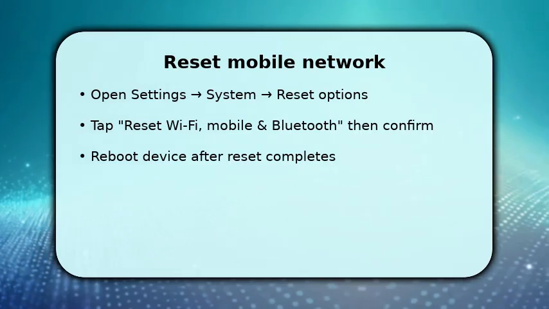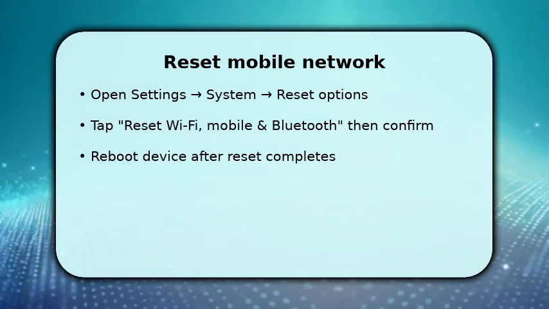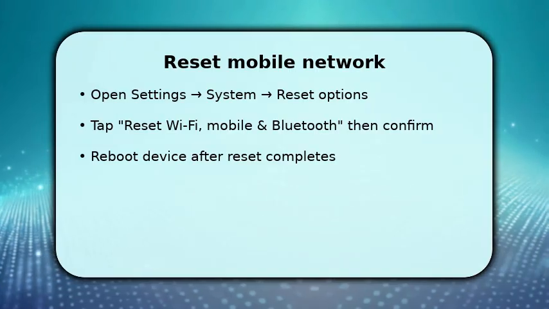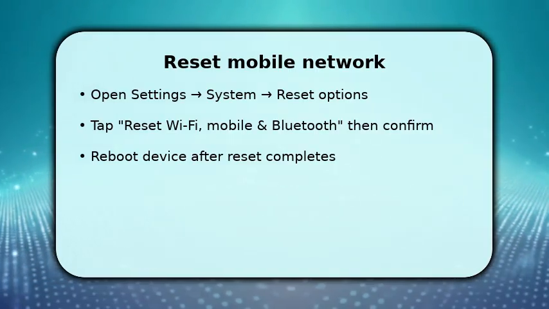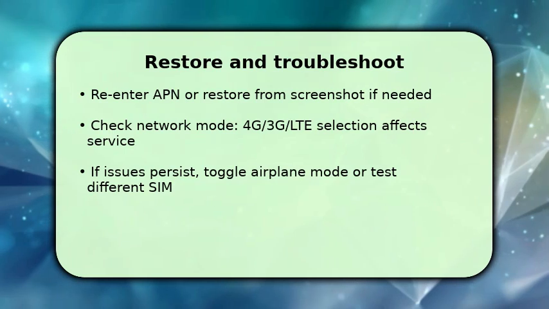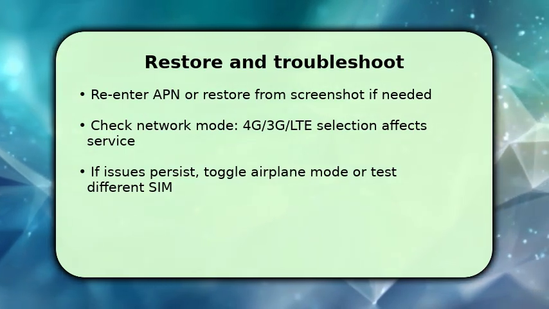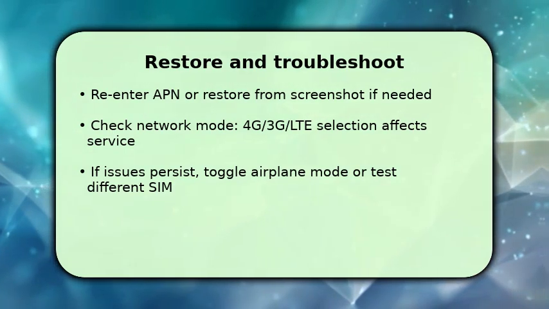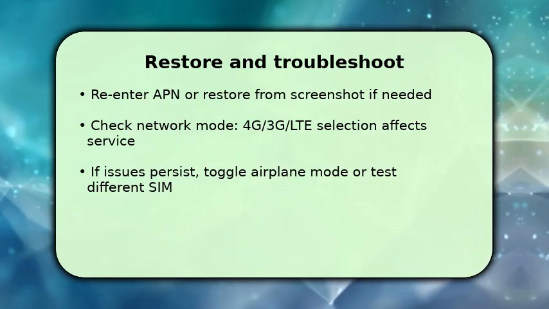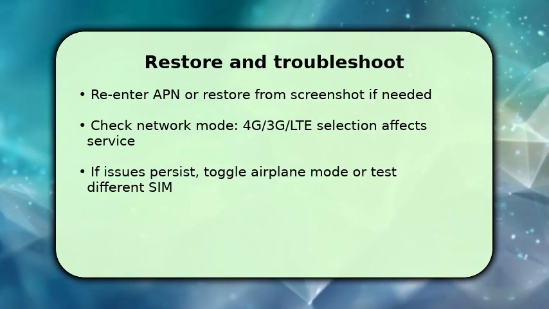After the reset runs, immediately reboot the phone to reinitialize radio modules. Make sure airplane mode is off so radios can reconnect, and once the phone restarts, re-enter your APN settings from the screenshots or let the carrier push them automatically. You may need to select your preferred network type like 4G/LTE under mobile network.